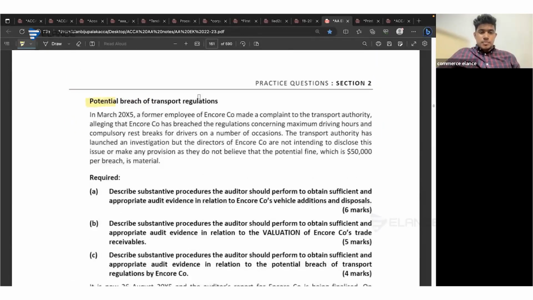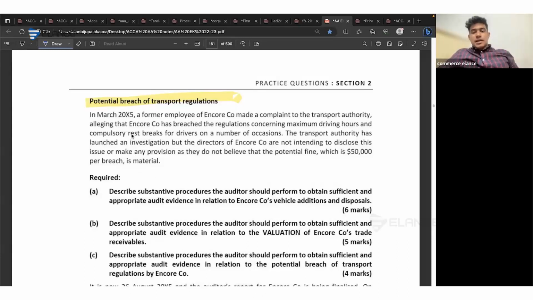Then we need to read this part. Potential breach of transport regulations. In March 2015, a former employee of Encore Company made a complaint to the Transportation Authority, alleging that Encore has breached the regulations concerning maximum driving hours and compulsory rest breaks for the drivers on a number of occasions. The Transport Authority have launched an investigation, but the directors of Encore are not intending to disclose this issue or make any provision as they do not believe that the potential fine, which is 50,000 per breach, is material.